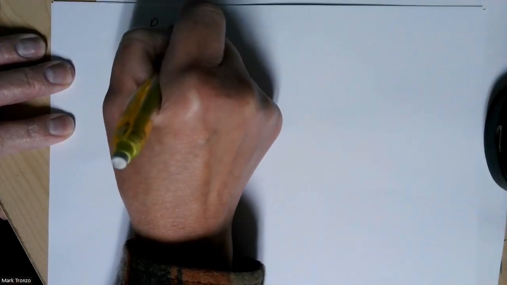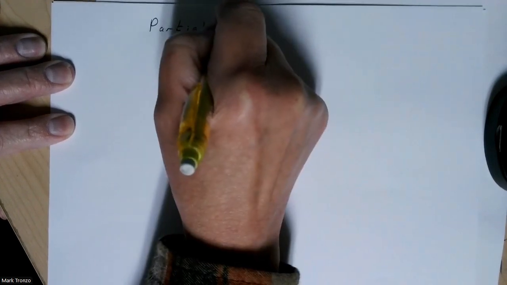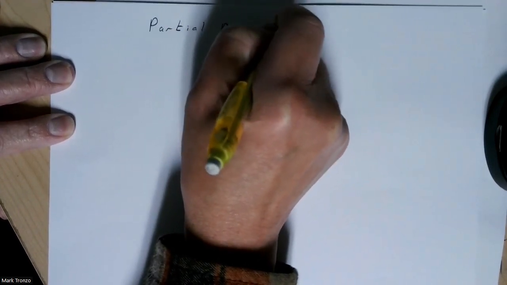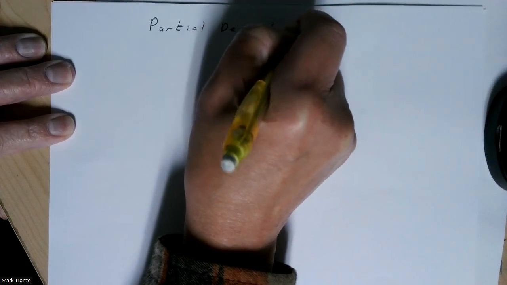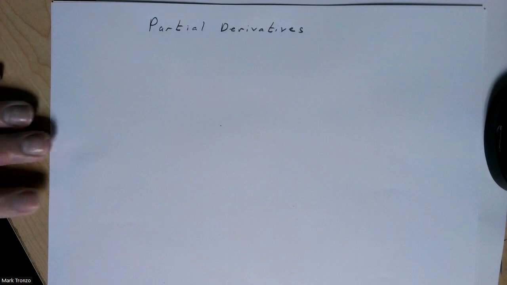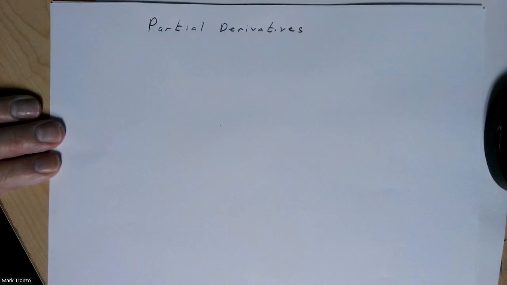Next, we're going to look at partial derivatives of functions. Partial derivatives. And we use partial derivatives when we have more than one independent variable in our function.